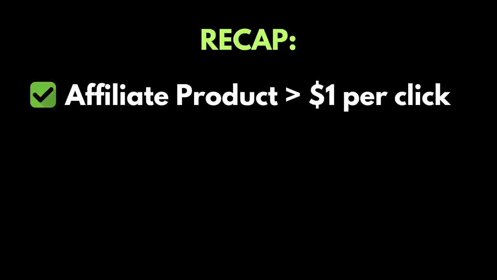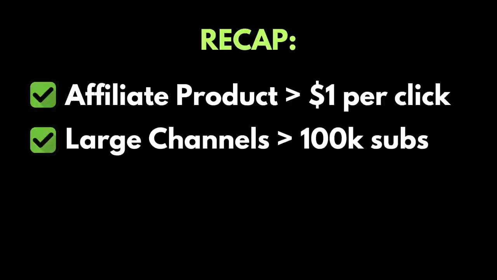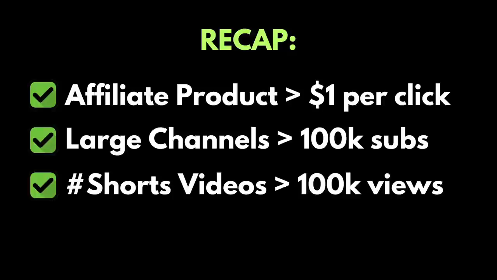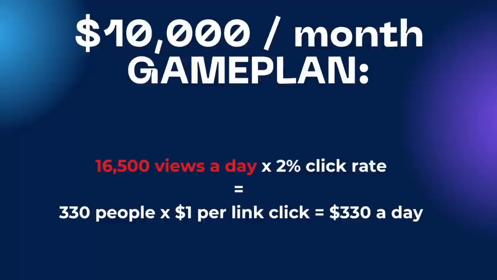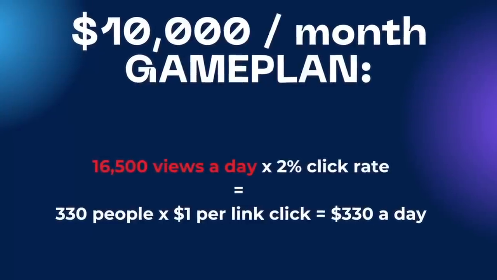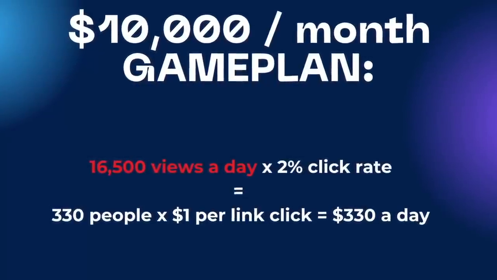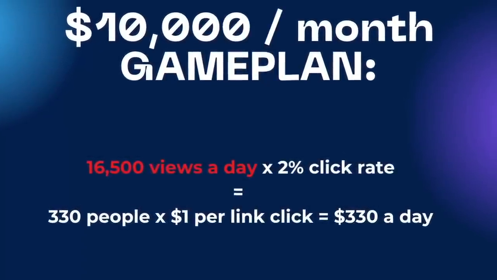So let's recap so far. We have an affiliate product that converts at around $1 per click we send. We've also confirmed that we can grow a channel with over 100,000 subscribers and that we can get over 1 million views on our shorts videos. And remember that as per this plan we made earlier, we just need 16,500 views per day to hit our target of 10,000 a month. So now we need to find the keyword for our first YouTube shorts video.